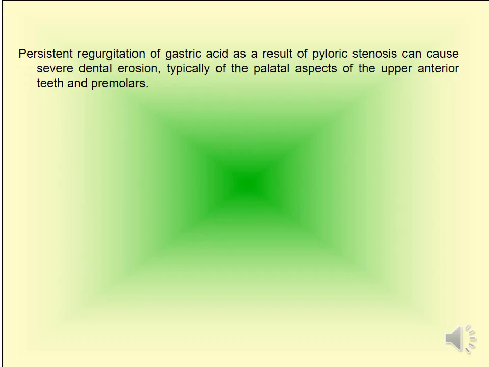Persistent regurgitation of gastric acid as a result of hiatus hernia can cause severe dental erosion, typically of the palatal aspect of upper anterior teeth and premolars. That is, severe and continuous vomiting through the oral cavity leads to erosion by gastric acid, whose severe acidity leads to erosion of the palatal surface of the upper teeth.